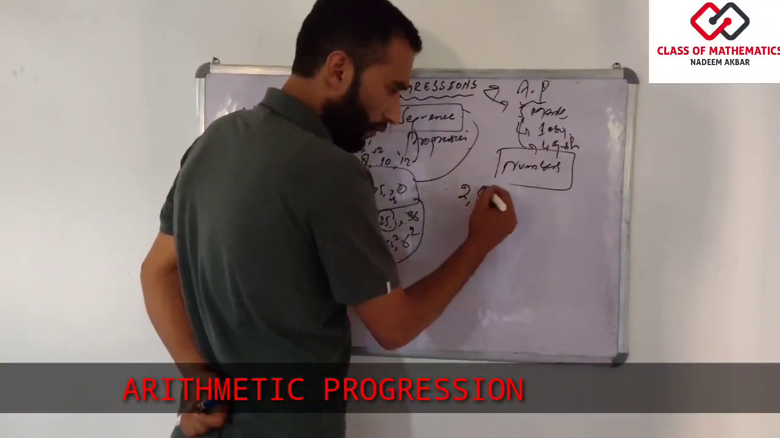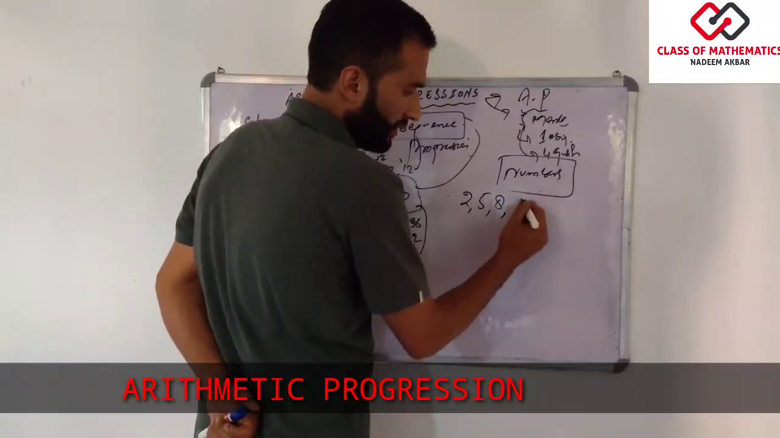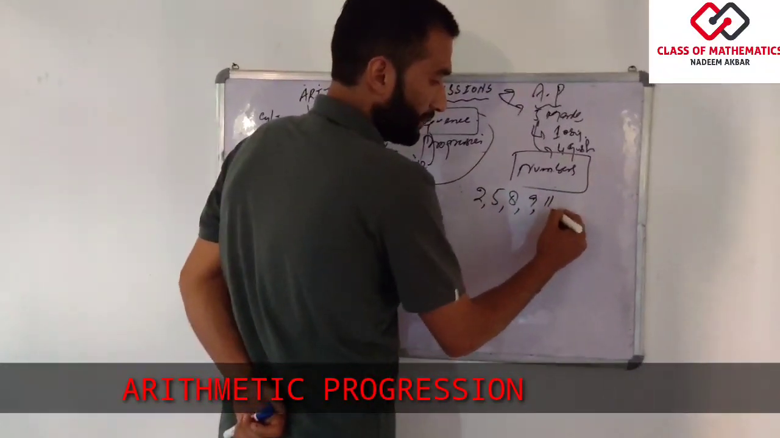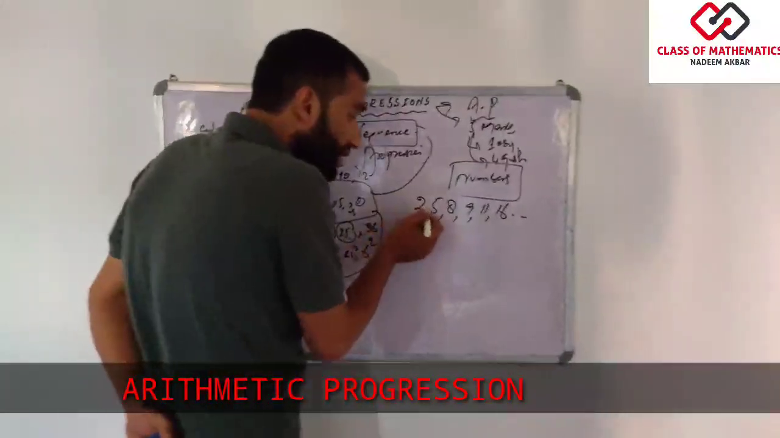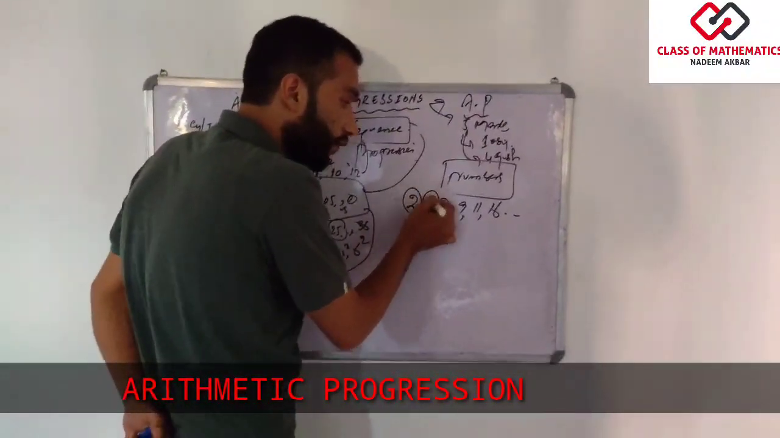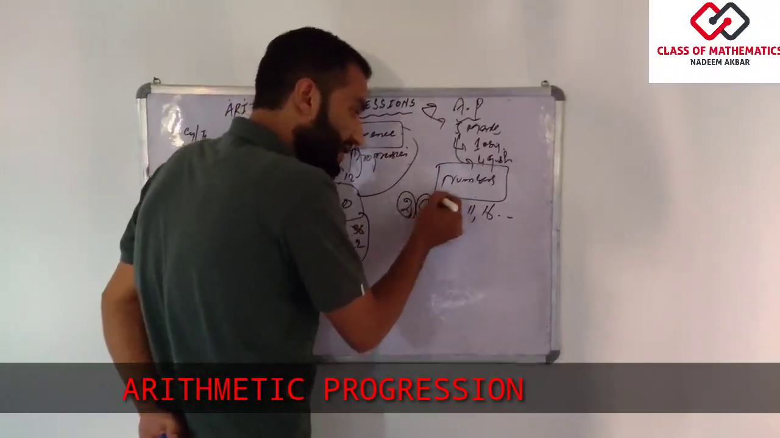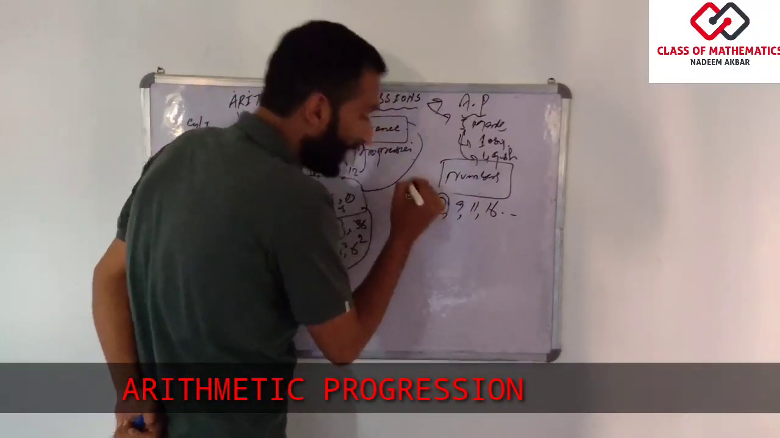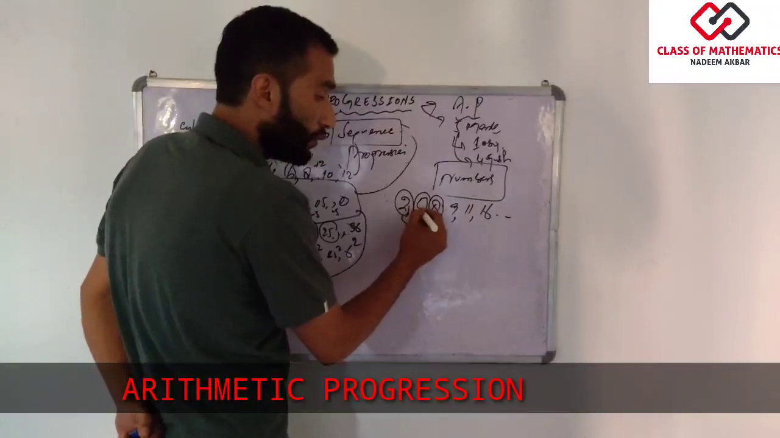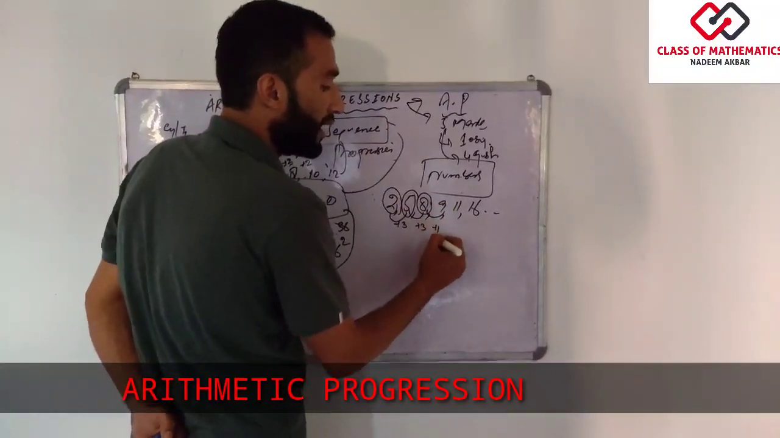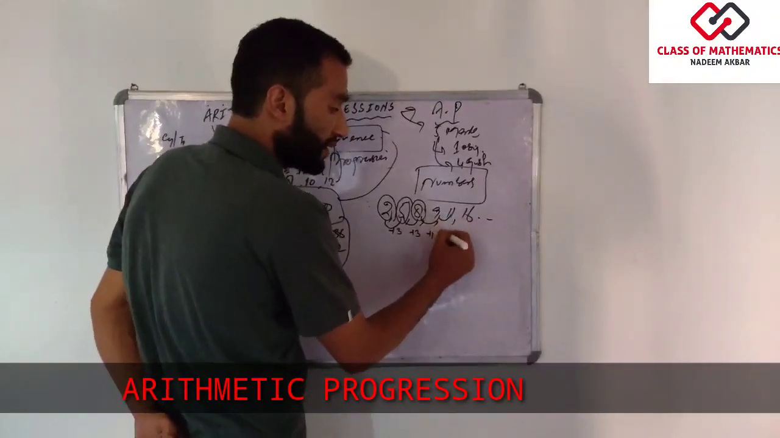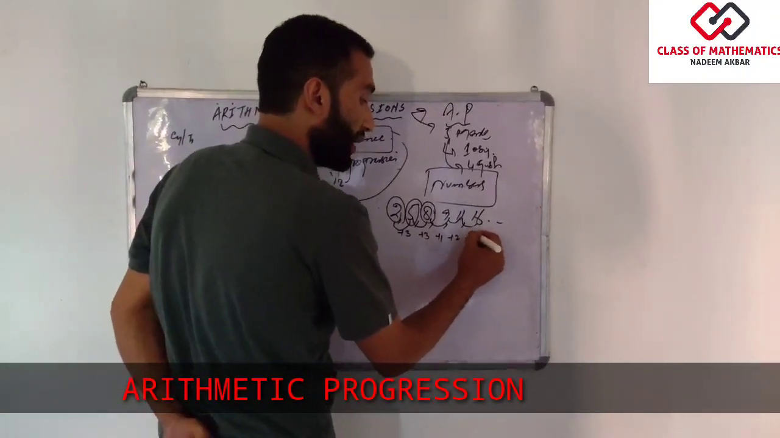2, 5, 8, 9, 11, 16. अगर आप देखोगे here, what's the first term? It's 2. What's the next term? It's 5. What's the third term? It's 8. तो यहां से पहली टर्म से 5 पे आ गया तो +3 हो गया, उसके बाद फिर 8 आ गया तो +3 हो गया, उसके बाद 9 आ गया तो +1 हो गया, उसके बाद 11 आ गया तो +2 आ गया, उसके बाद यहाँ पे +5 हो गया.